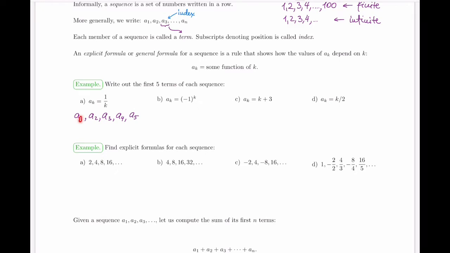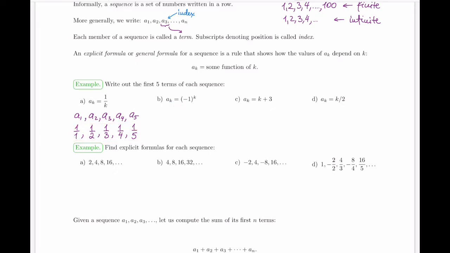So if A1 is going to be computed, I have to substitute 1 into k, so I'm going to get 1 over 1. For the second term, the index is 2, so my k is 2, which means that I substitute 2 for k, and I'm going to get 1 over 2. Next up, A3, I substitute 3 for k, and I'm going to get 1/3, 1/4, 1/5. Once you get familiar with the notation, you no longer have to include A1 through A5. You can go directly to the numbers. So let's see what happens here.